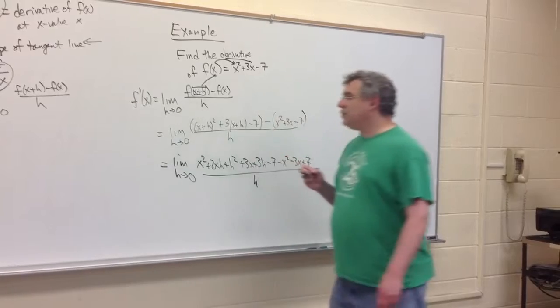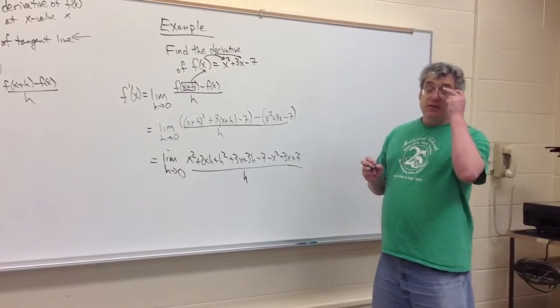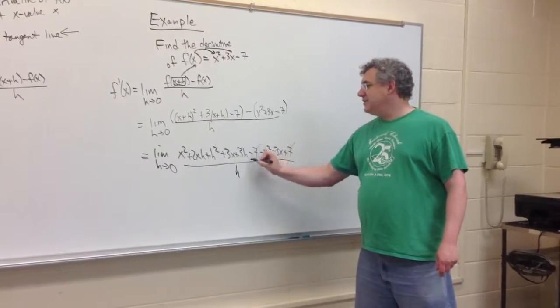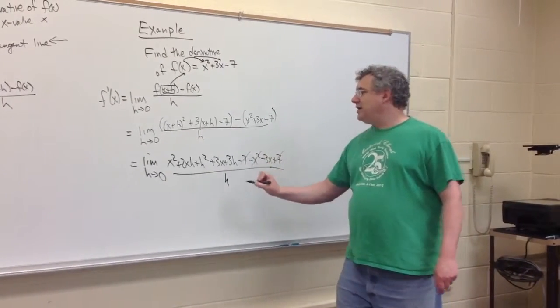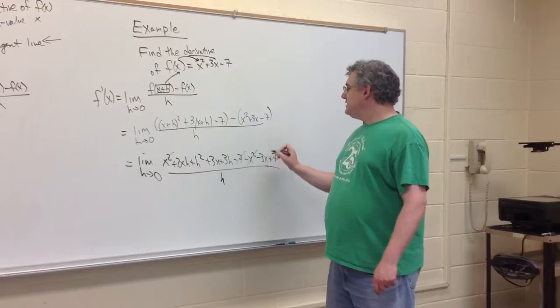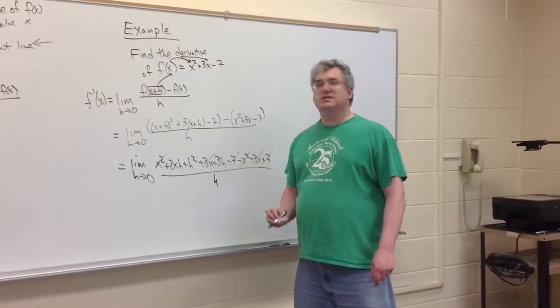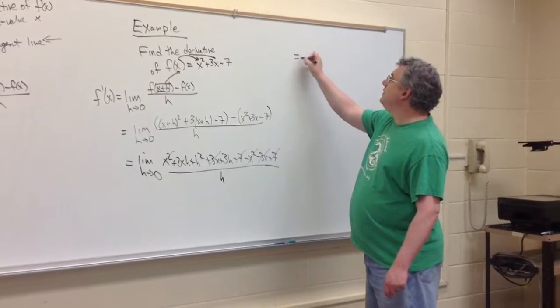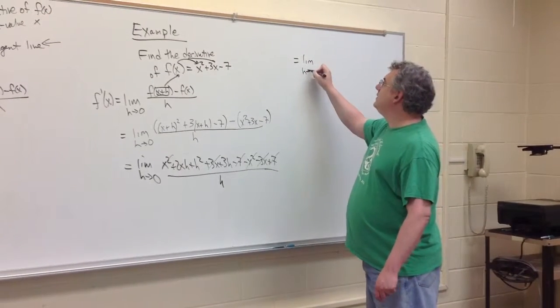If you do this right, there will be a lot of cancellations. Things that are added, things that are subtracted. For example, here's a 7, here's a minus 7. Here's a minus x^2, here's an x^2. Here is a minus 3x, and here's a positive 3x. Now, that's a lot of stuff I did, so let me rewrite with the things canceled.